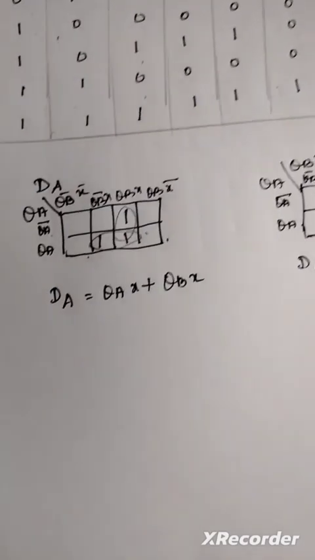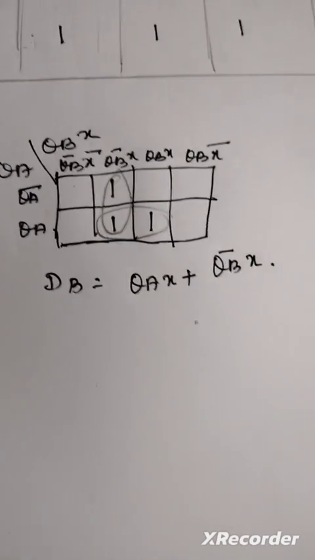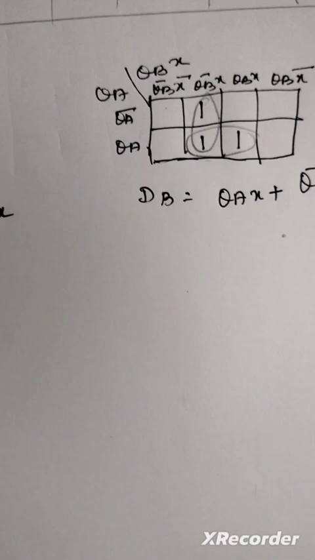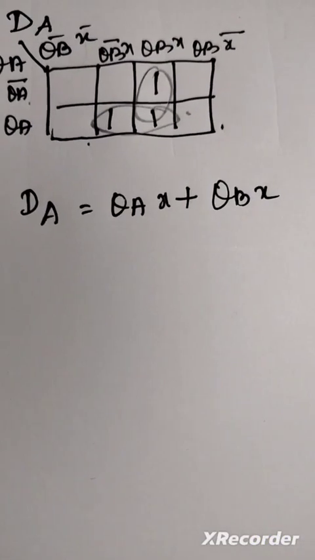So based on the QA and QA plus, I have written the answer for DA and DB, and your output is Y. And now we are going to do the K-map for DA, DB, and we are going to draw the diagram. So by using the K-map, we got the answer for DA and DB. Now we are going to draw the diagram for synchronous sequential circuit using D flip-flop, right?